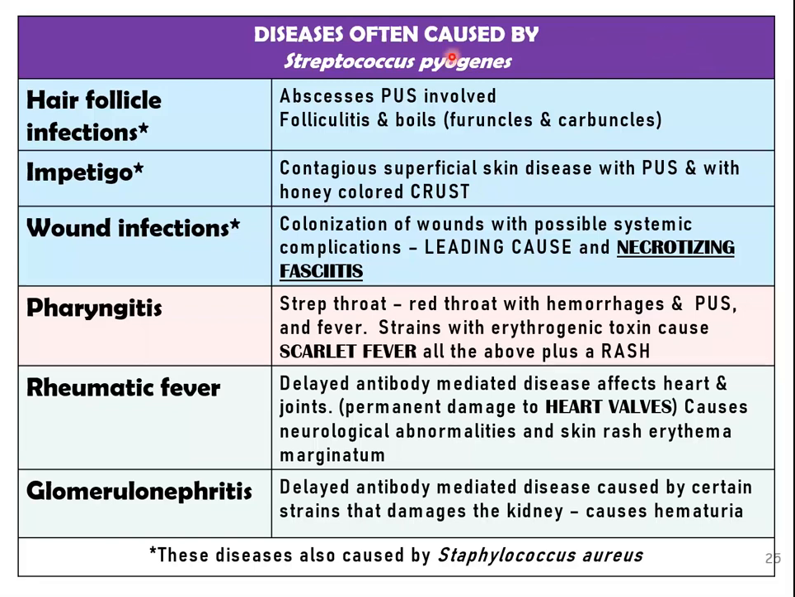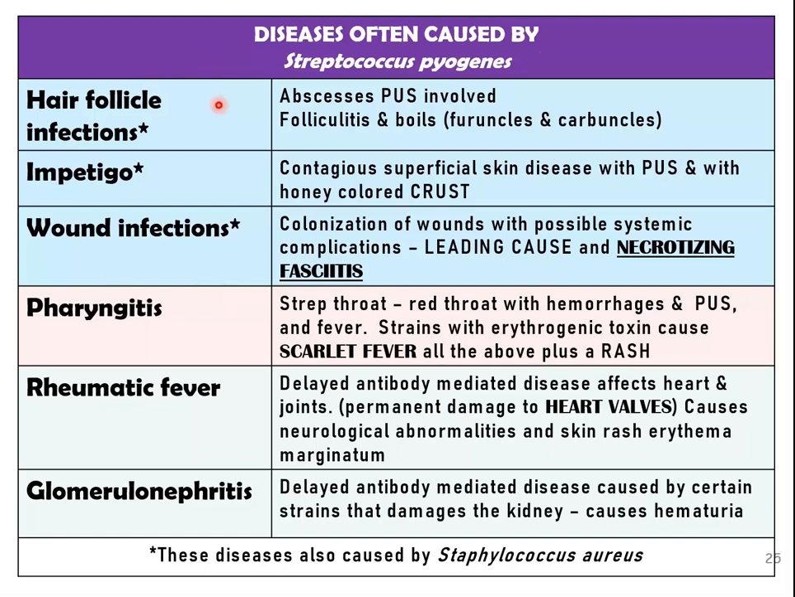We are going to talk about Streptococcus pyogenes. So Streptococcus, we're talking about gram-positive round bacteria that divide in one plane, and so they form chains. So that's what strepto means. Pyogenes, pyo means pus, so these are also pus-forming infections of the skin.